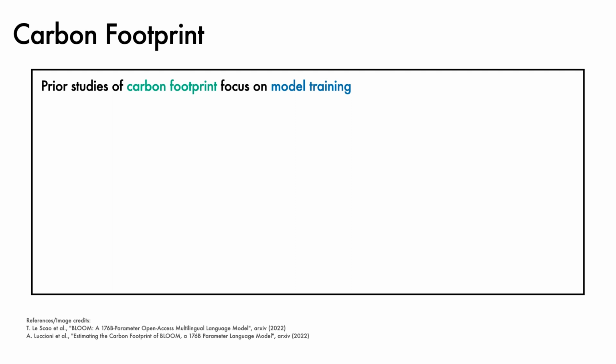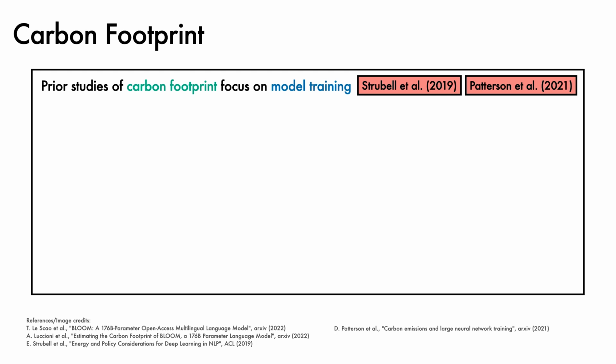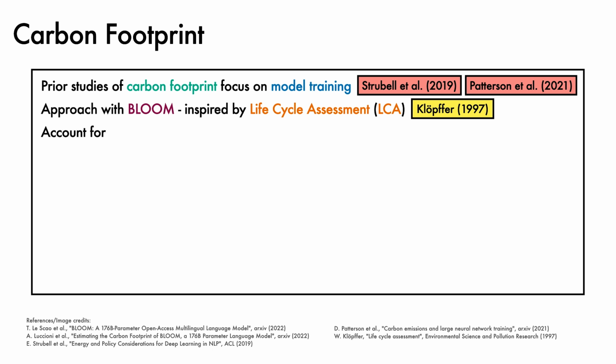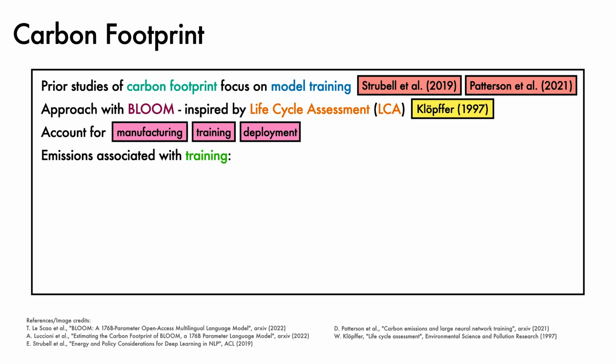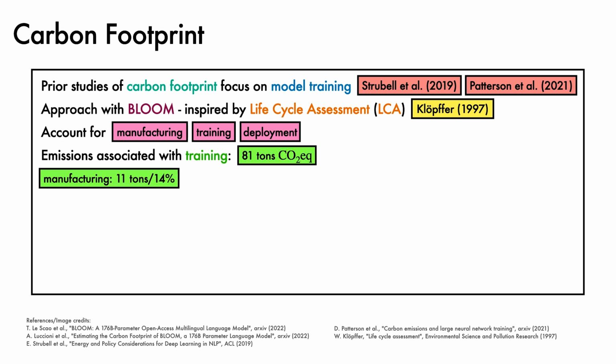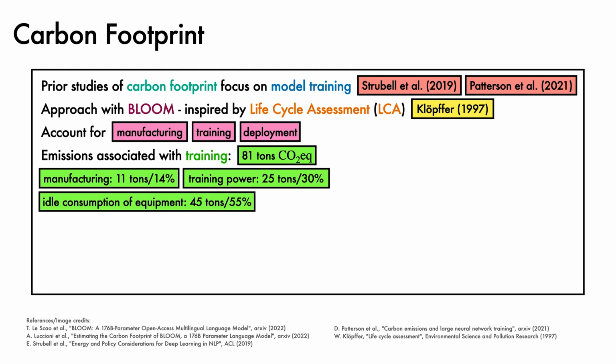We next look at carbon footprint, noting that prior studies have focused primarily on the emissions associated with model training, including insightful analyses from works such as Strubell et al. and Patterson et al. The approach taken with BLOOM was inspired by the life cycle assessment methodology of Klöpffer, which aims to account for emissions associated with manufacturing, training, and deployment, as well as other factors that were considered to be beyond the scope of the analysis here. The emissions associated with training were estimated at 81 tons of CO2 equivalent, which breaks down into 11 tons, i.e. 14% for equipment manufacturing, 25 tons, i.e. 30% for power consumption during training, and 45 tons, i.e. 55% for idle consumption of the equipment and computing cluster.